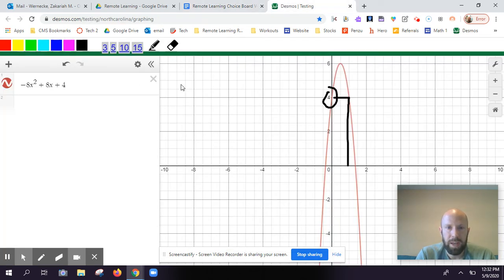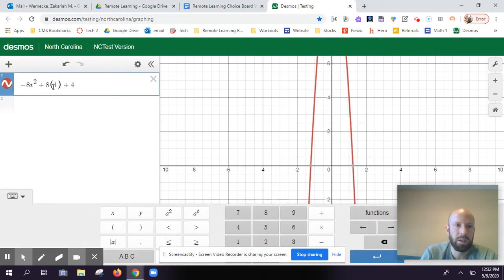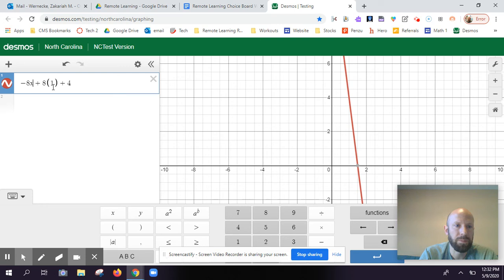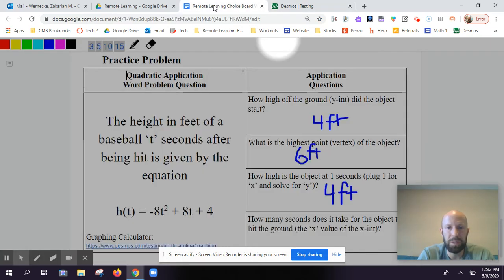The other way we can figure that out is if we go back in here, and after 1 second, we put ones in for the x's. So we put a 1 in there, put a 1 in over here, and we get our squared back again. And then we find out that in the lower left-hand corner, it's equal to 4. So that's another way we can determine that.